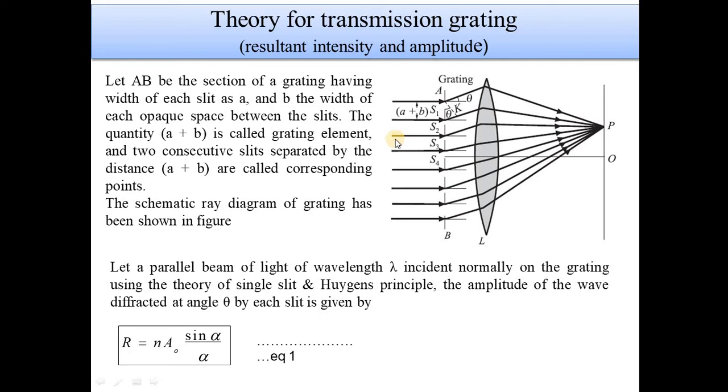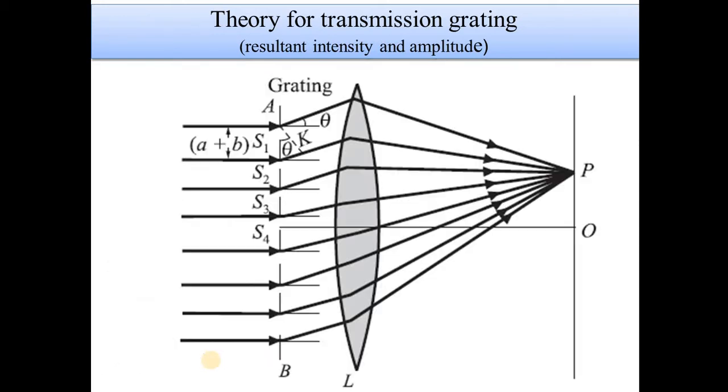The light that passes undeviated will reach the point O, where we get the central maximum. A parallel beam of light of wavelength lambda is incident on the grating, such that according to the Huygens principle, the amplitude of the wave diffracted at the angle theta is given by, as we have already studied, each slit produces light of amplitude R = N a0 sin alpha by alpha, which we studied in the Fraunhofer diffraction due to a single slit.